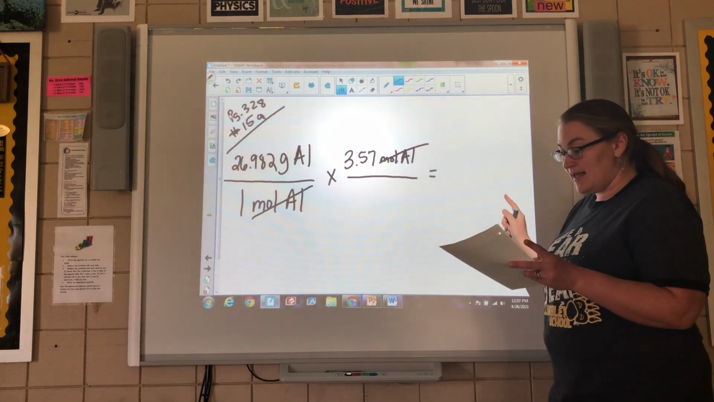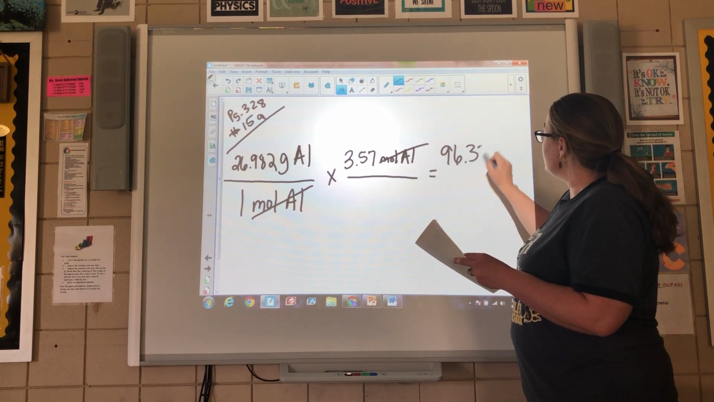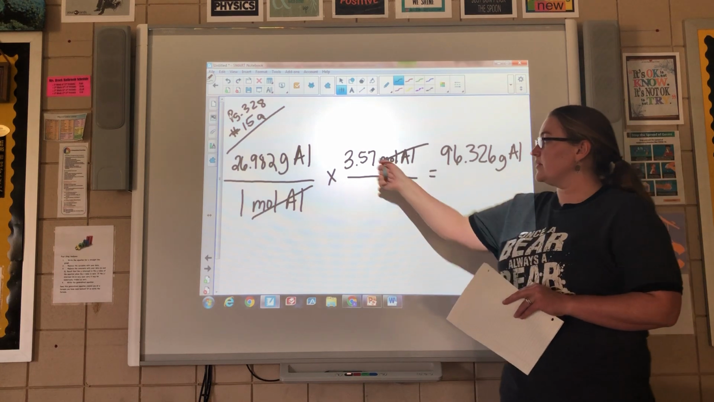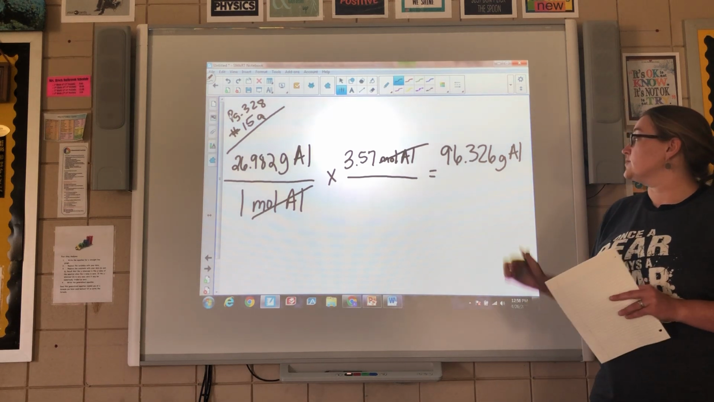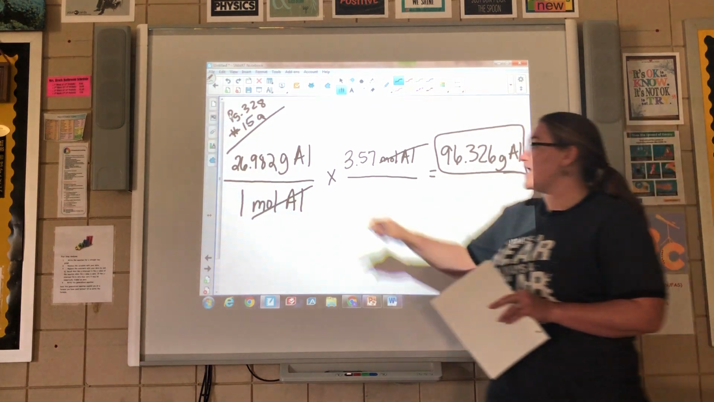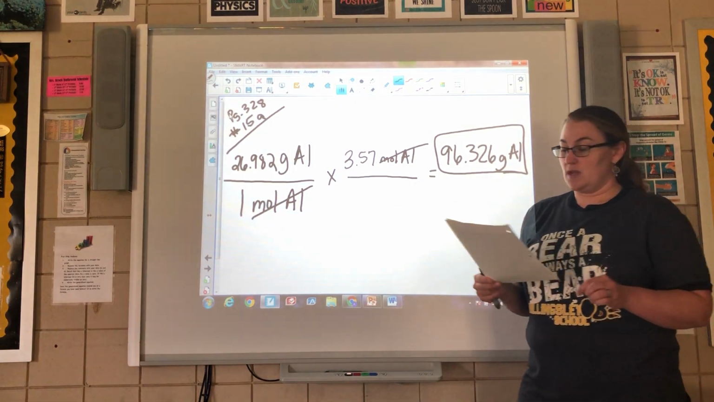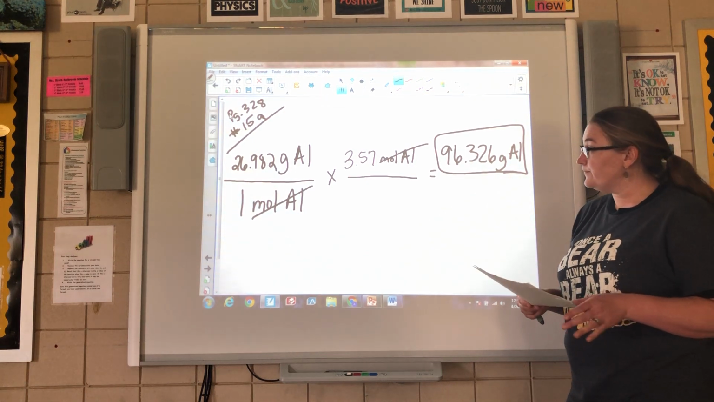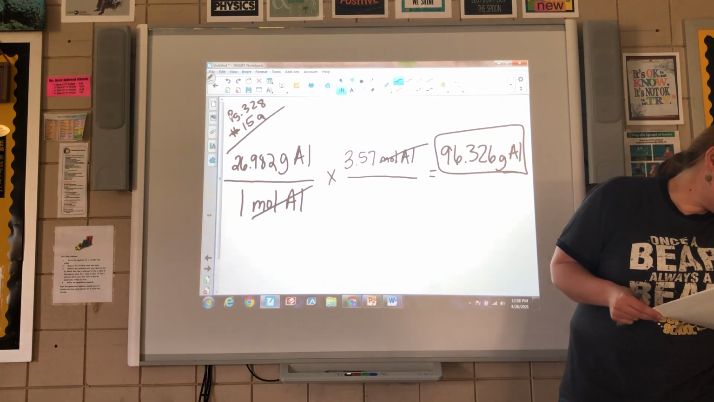And so when I multiply that out, I'm going to get there are 96.326 grams of aluminum in 3.75 moles of aluminum. Sorry, 3.57 moles of aluminum. So this is my answer. Okay? Focus on what you're finding, put that on top, and then start trying to cancel out units. Okay? Alright, so leave a little space for 15B. Leave a little space for 16A. And we're going to skip to 16B.